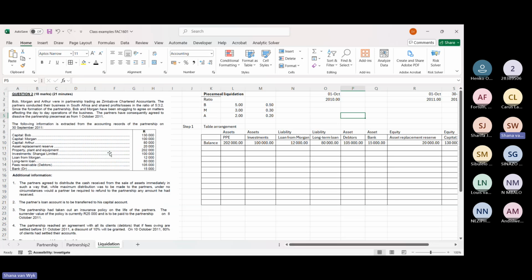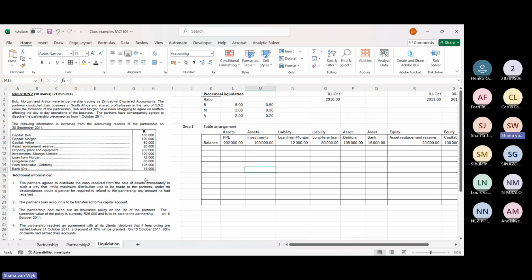Additional information. Number 1. The partners agreed to distribute the cash received from the sale of assets, so we're selling everything, in such a way that the maximum distribution was to be made to the partners. I'm a bit unsure what this means. Under no circumstances would a partner be required to refund to the partnership any amount he had received. So, as I said, I haven't done a dissolution of a partnership before.